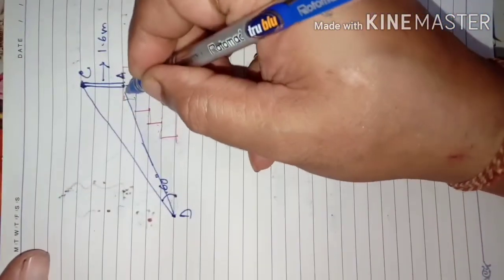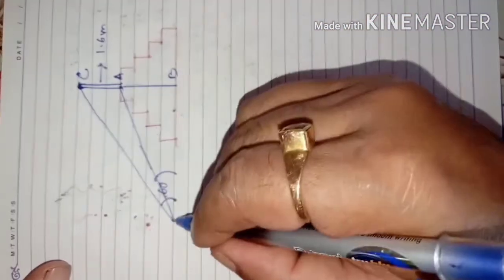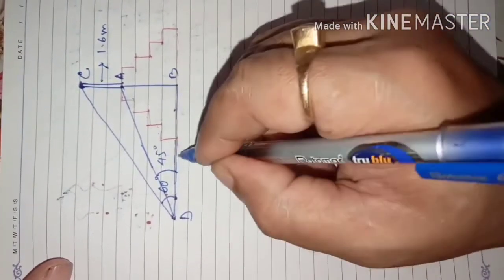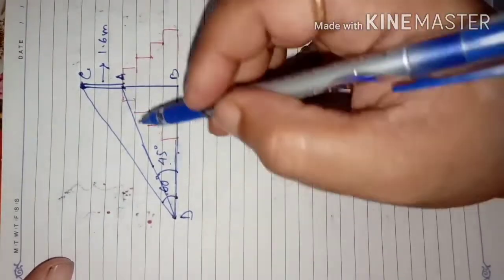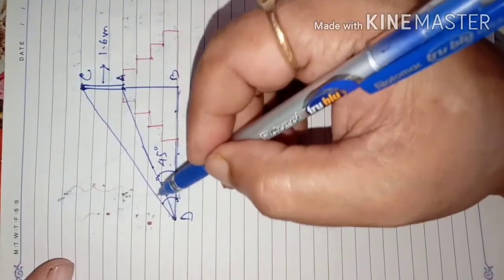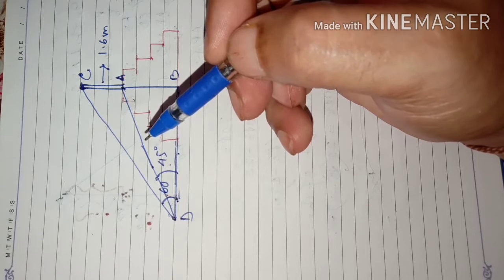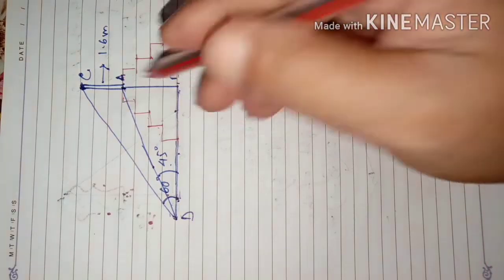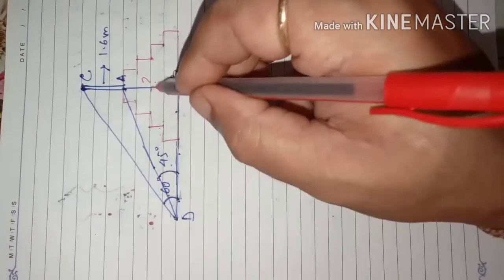That means D and A. When you connect D and A, you get one line. The angle made by this line DA with the horizontal ground level line is 45 degree. And the angle between the ground level line and the line joining C and D is 60 degree. Now the question is, what is the height of this pedestal? That means you are asked AB.